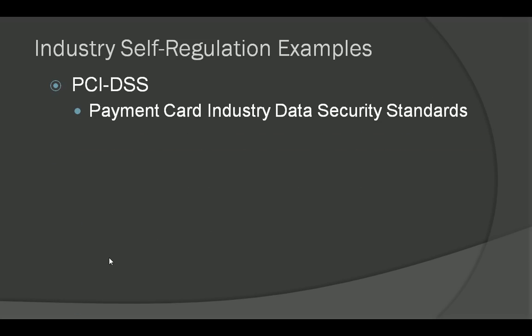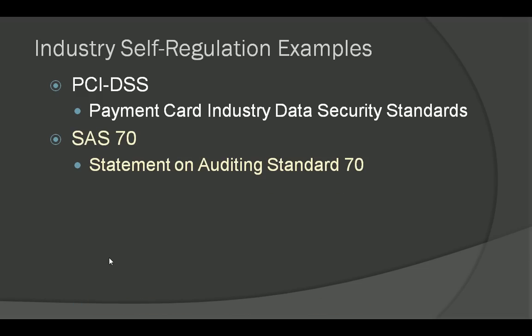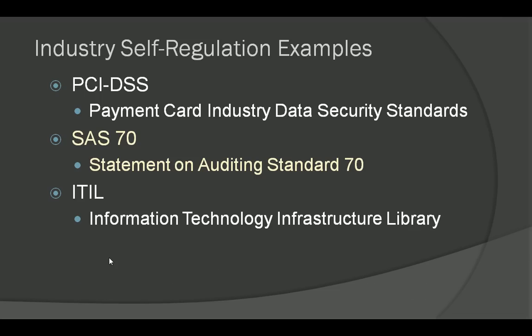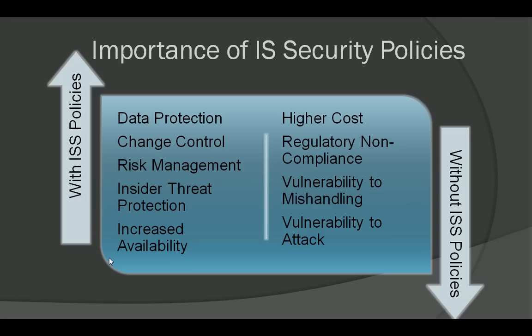Some examples of industry self-regulation: I already talked about PCI DSS, which is the Payment Card Industry Data Security Standard. Again, this is not government regulation. It's enforced by the payment card processors. So it's not something you have to comply with legally, but if you want to take credit cards, you have to comply with it, or at least prove that you comply. SAS 70, which is Statement on Auditing Standards, many industries require SAS 70. ITIL, which is the Information Technology Infrastructure Library, and so forth and so on. There are lots of these different self-regulation examples, and again, we'll talk about this in much more detail later on.